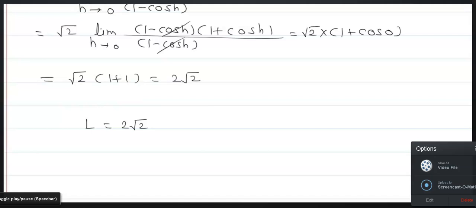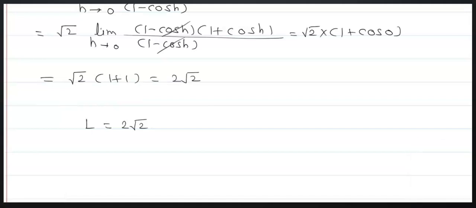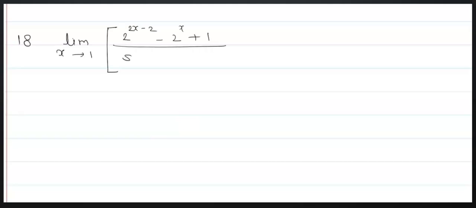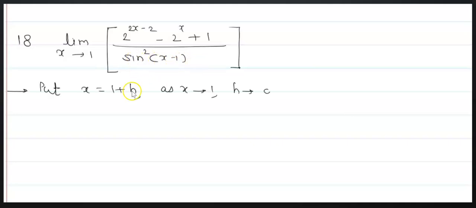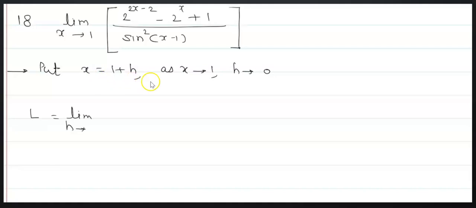Now the next problem is limit x tends to 1, (2 raised to 2x minus 2 minus 2 raised to x plus 1) upon sin square (x minus 1). Now again put x equals 1 plus h, as x tends to 1, h tends to 0.